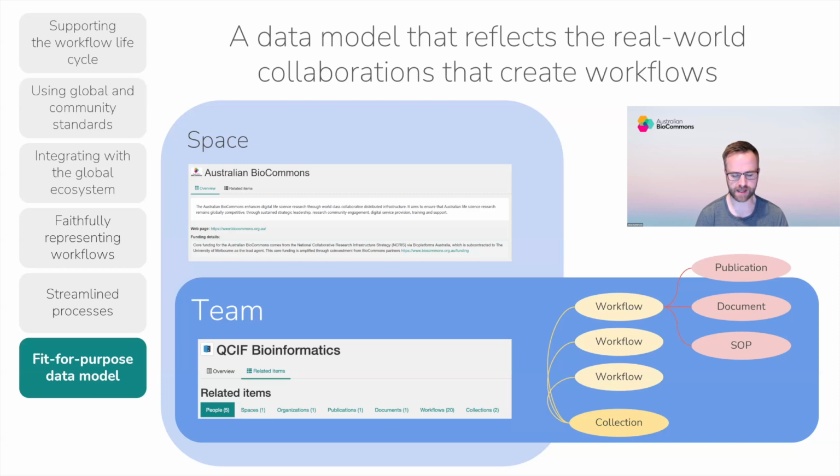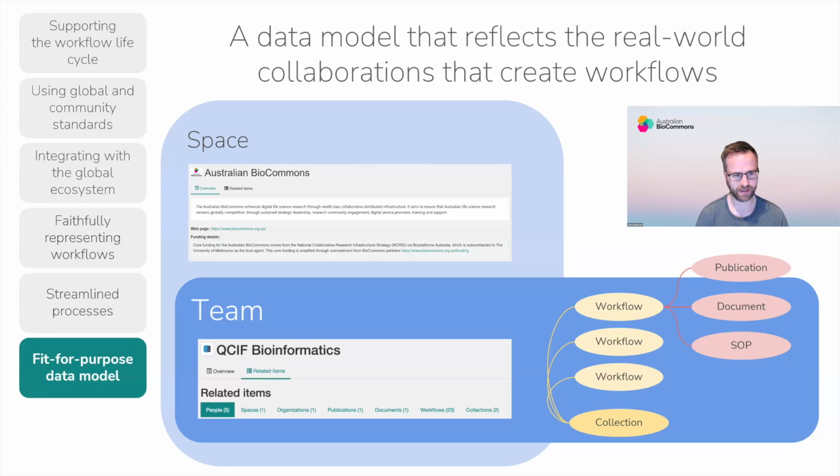So you can see here, this is a real example of how that data model in WorkflowHub is being used. If we take the Australian Biocommons as an example, we have an administrative space within WorkflowHub, which allows us to set up and manage teams. The team is the fundamental unit of WorkflowHub. So if you want to contribute to WorkflowHub, you have to be part of a team. You don't have to have a space. If you set up a team on WorkflowHub, you can join the independent team space, which is administered by WorkflowHub.